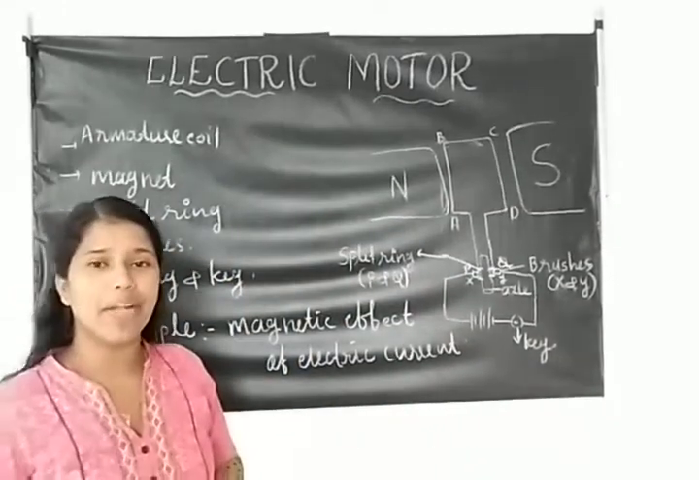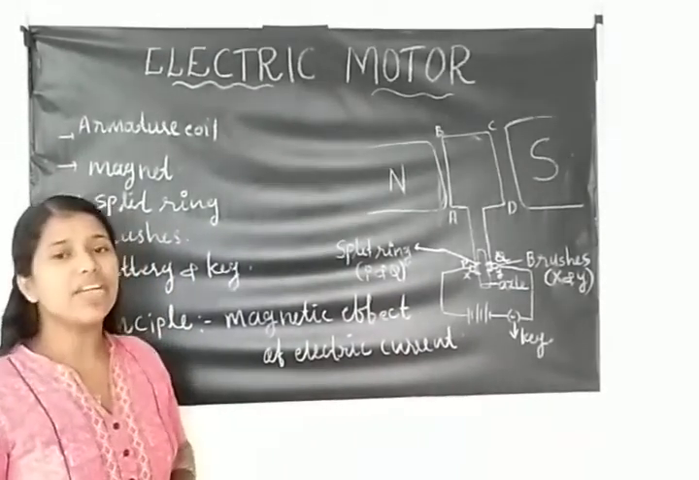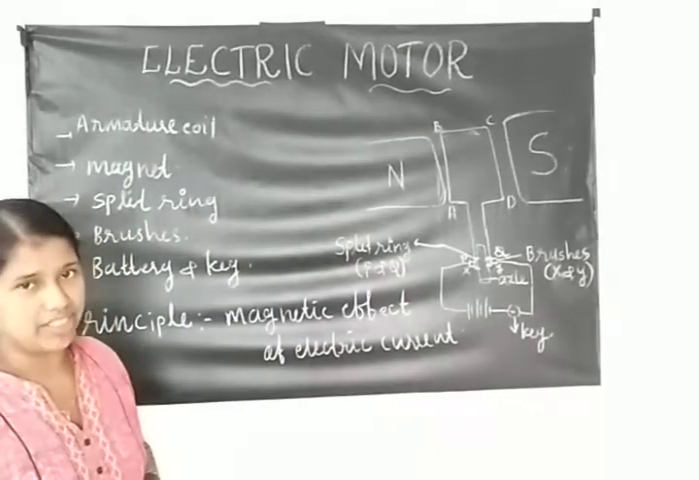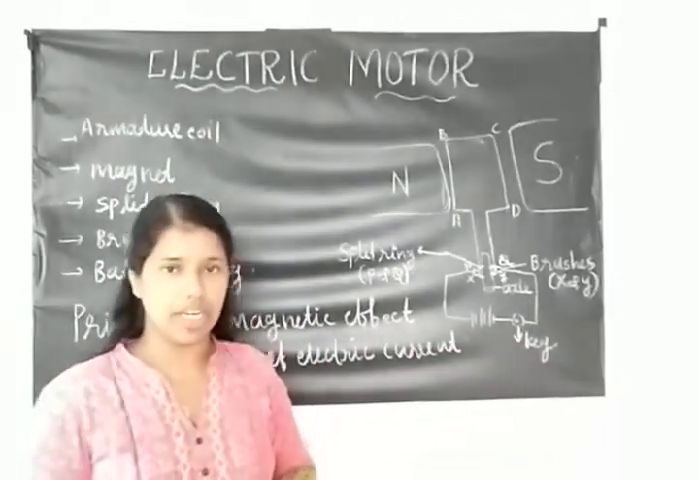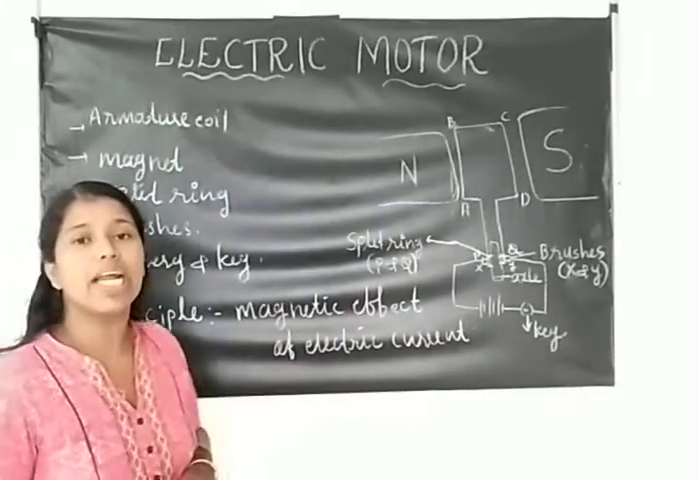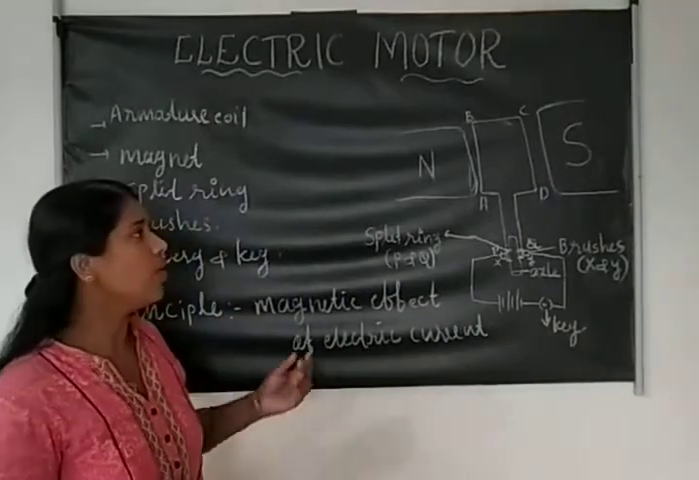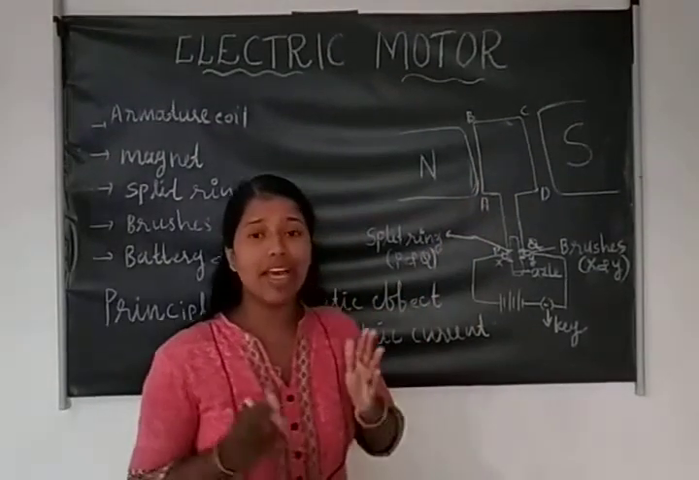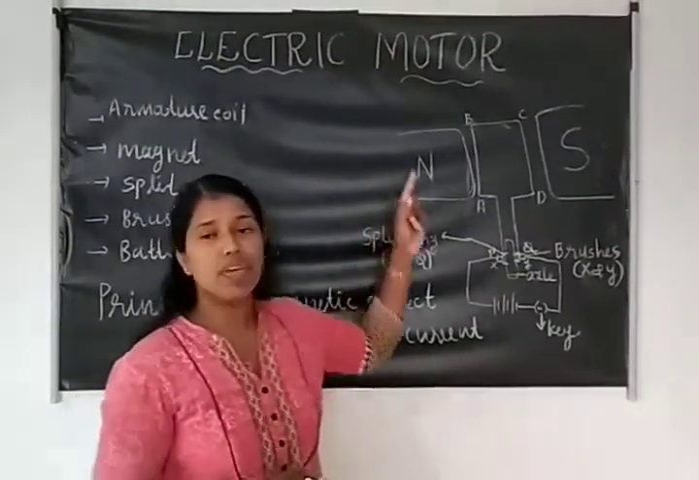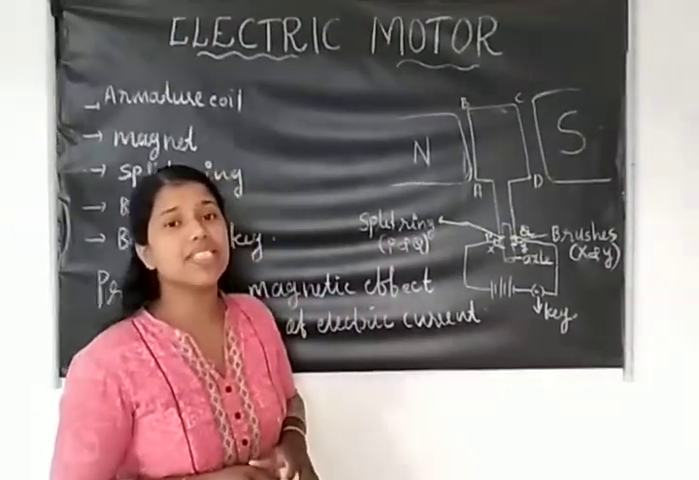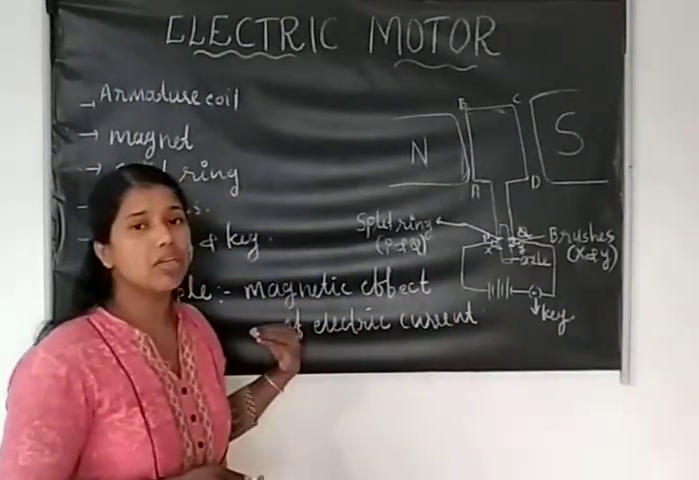What is meant by electric motor? It is a device which is used to convert electrical energy into mechanical energy. Then what is the basic principle of electric motor? Magnetic effect of electric current. We know that a rectangular coil, a current carrying conductor placed in a magnetic field, experiences a force. That is the basic principle of electric motor.